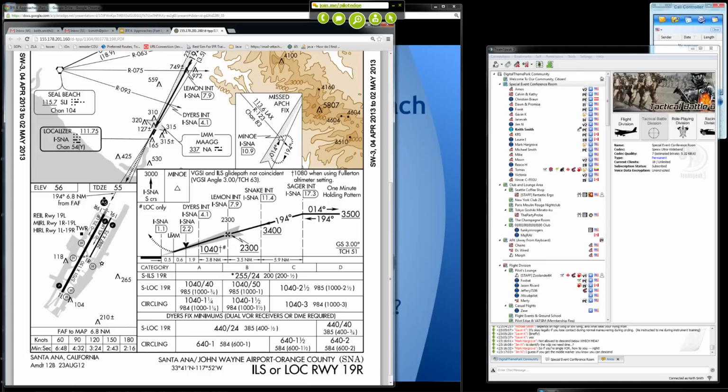So let's say when you loaded the localizer 19 right into the GPS, it would have loaded Sega, Snake, Lemon, Dyers, MAGG, and then Minnow, which is the missed approach fix. So as you're flying through Snake, Lemon, it's sequencing, it moves you to Dyers. The next one it'll sequence you to, most likely, is MAGG. So what you're looking for is 0.6 from MAGG. That's your VDP.